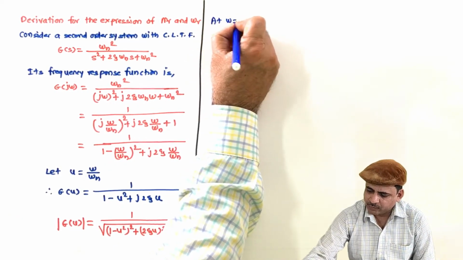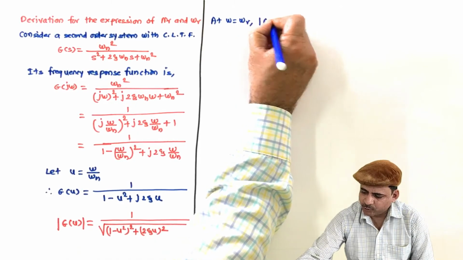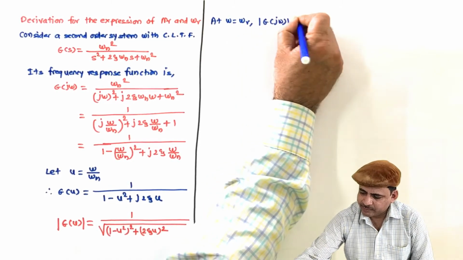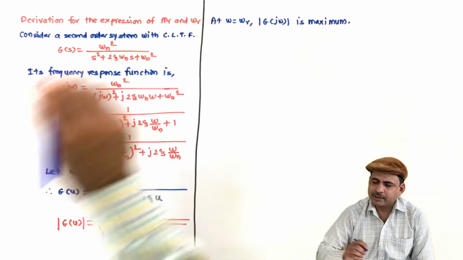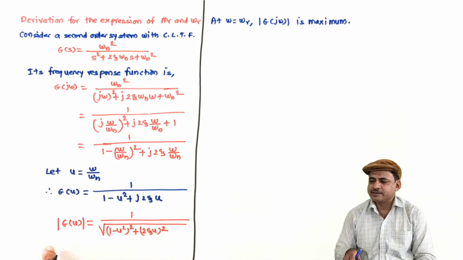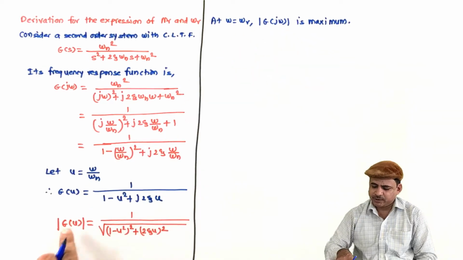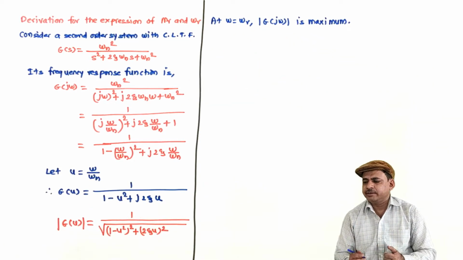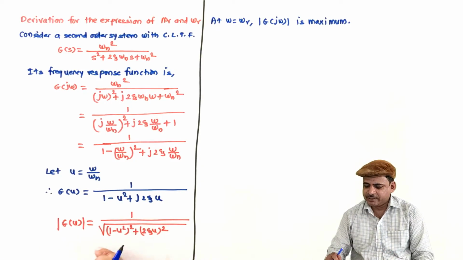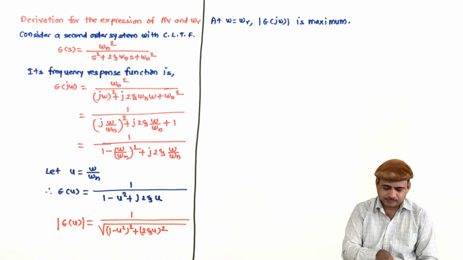At omega equal to omega r, magnitude of G(j omega) is maximum. That means if we differentiate this with respect to u, this G(j omega) will be replaced with the function G(ju) or G(u). So it will be maximized when we differentiate this magnitude of G(u) with reference to u. So let us find that.